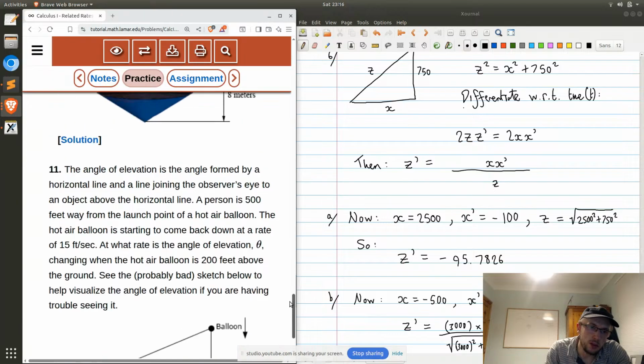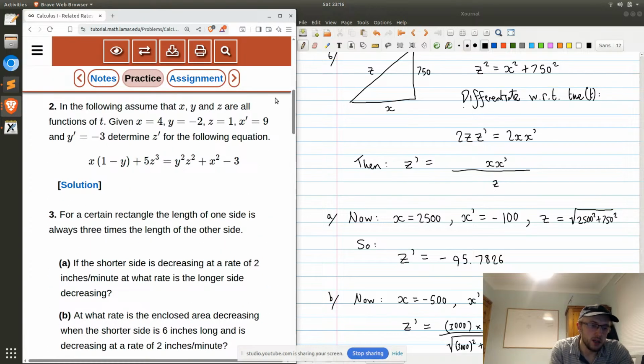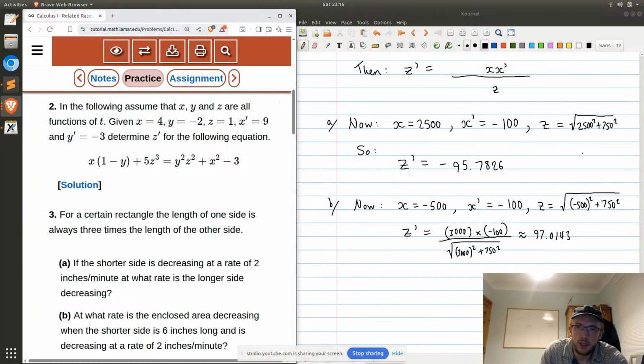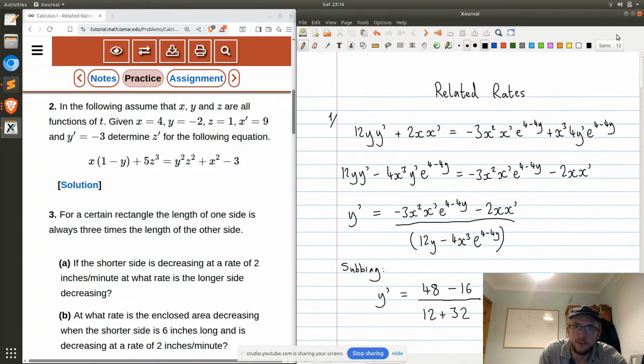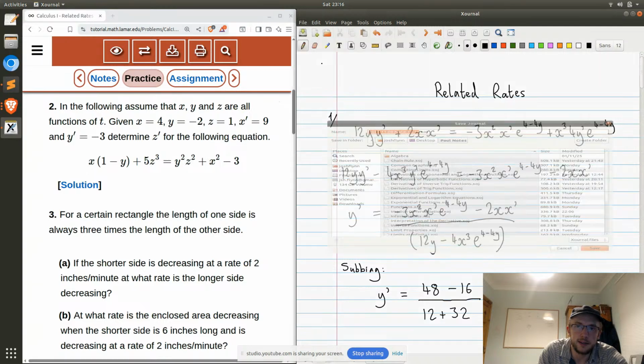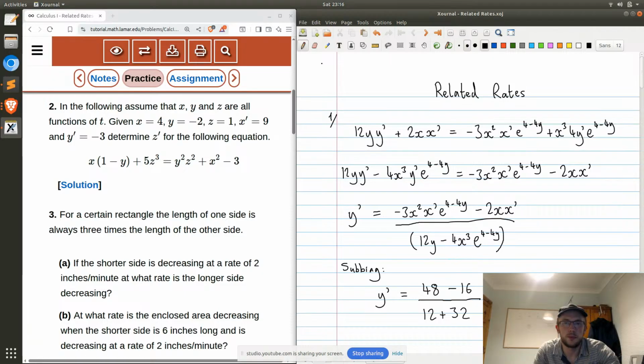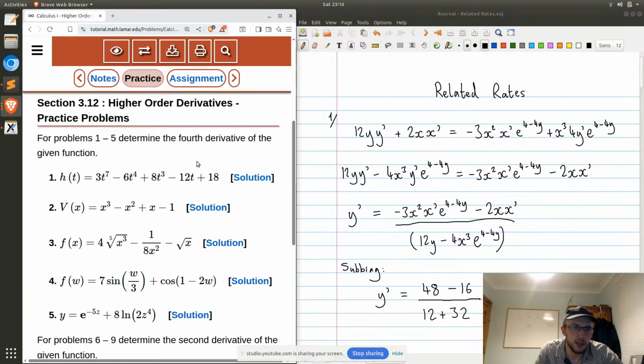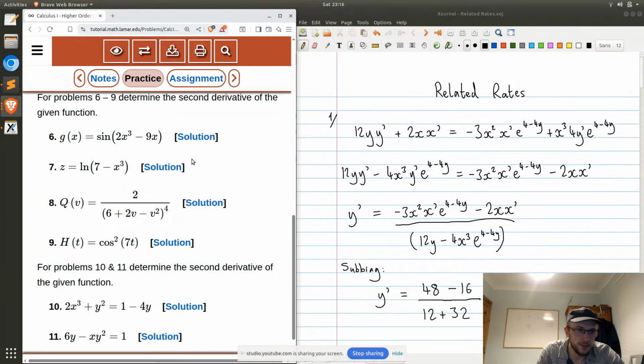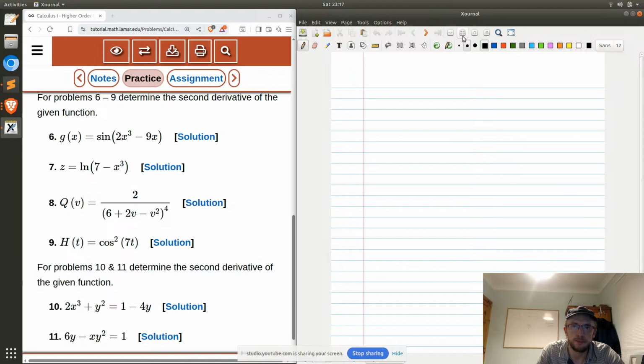Okay, a whole lot of word problems. But I'm feeling mechanical. So I'll put a bookmark in this and I'll resume at some other time, but because now I want to do higher order derivatives. Yeah. So new.